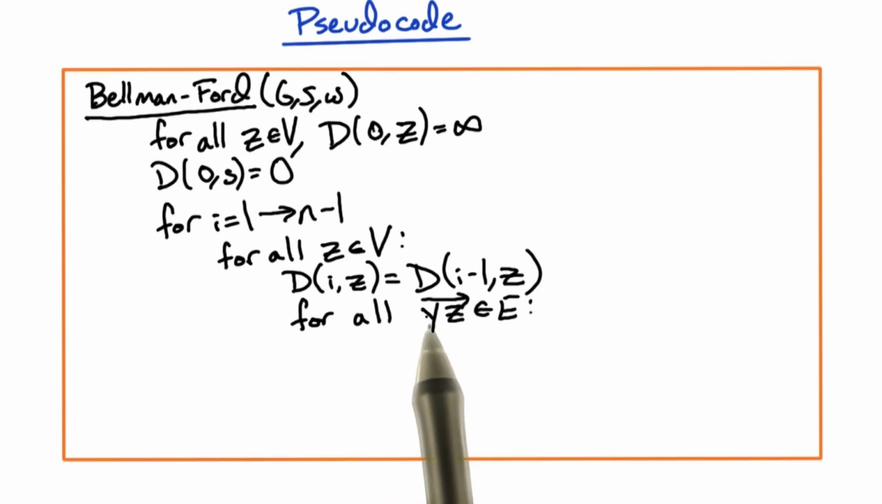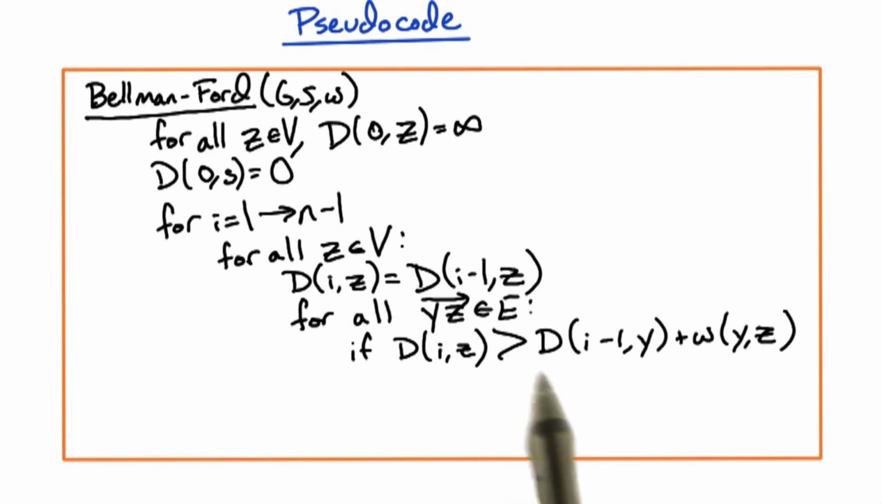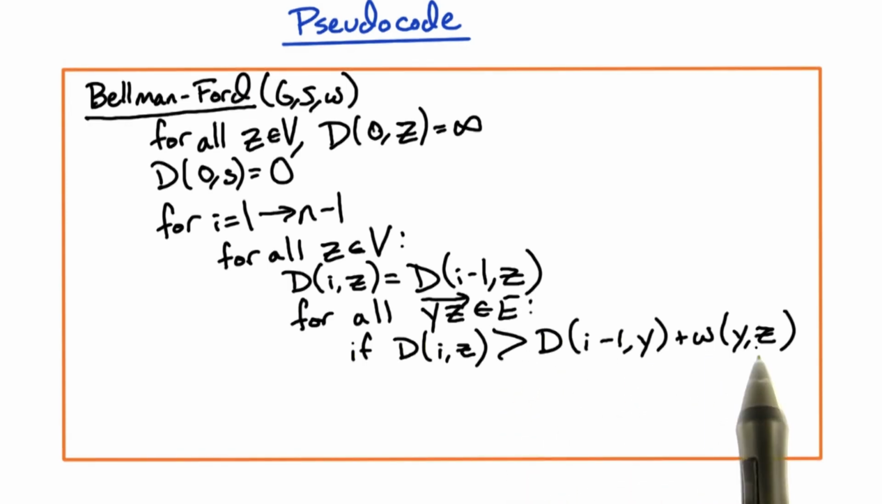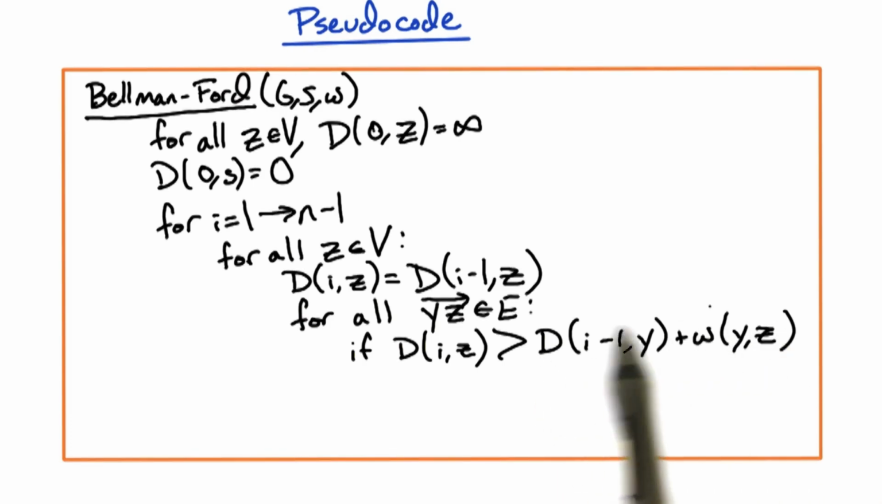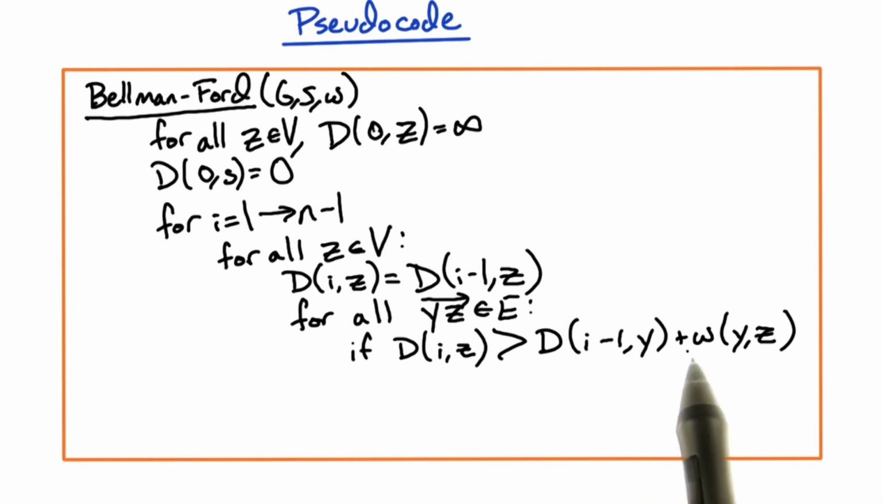Now we look at the path using y and whether that path using y is better than the current best solution. The current best solution is stored in d of i, z, and the path through y has length d of i minus 1, y plus the length of this last edge, w of y z. If the length of this solution through y, d of i minus 1, y plus w of y z, is better than the current best solution, then we're going to update the current solution.